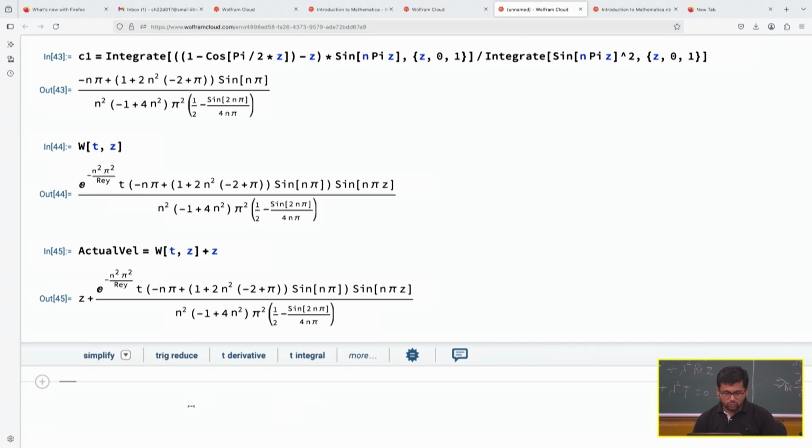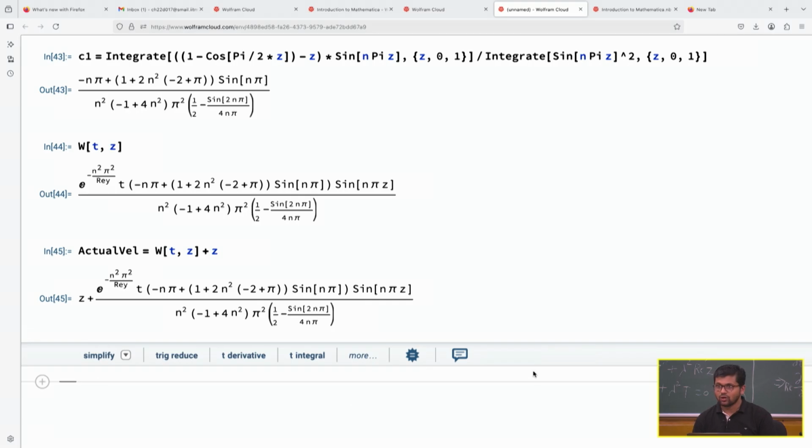So, you need to take multiple values of n, and this is nothing but a sum over n. If you take n equal to 1, the solution will be e to power minus pi square by Re, and wherever n is there it will be 1, whereas if you take n equal to 2, the value of this w of z, t at n equal to 1 plus the value of this w of z, t at n equal to 2. So, that you can get using some command.